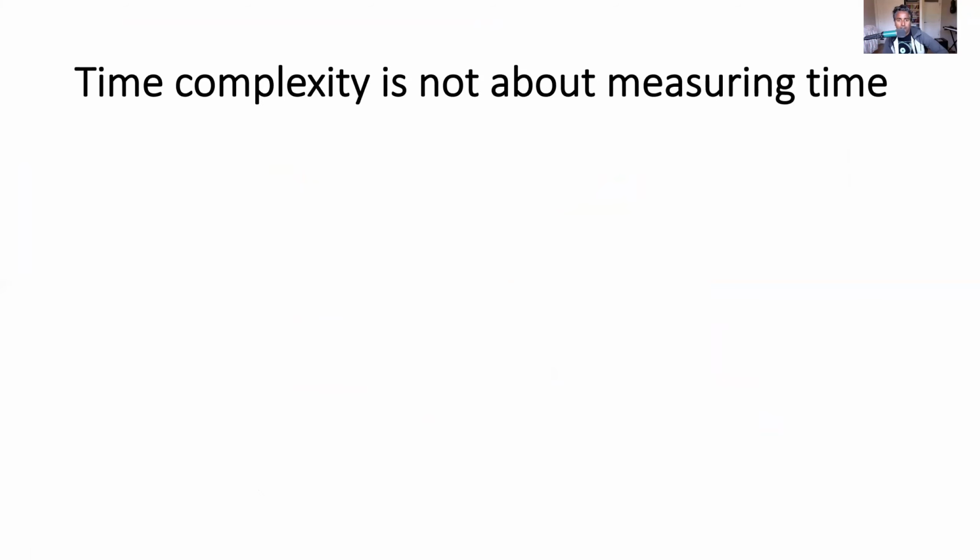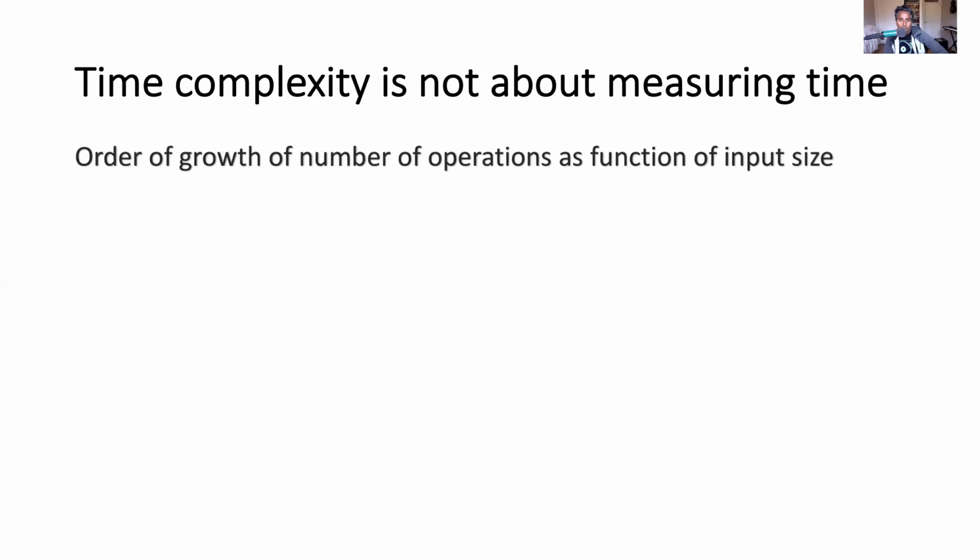And finally, the most important thing: time complexity is not about measuring time. This is one important thing to understand. The name is called time complexity, but actually, you're not literally benchmarking or measuring time for anything. This is what time complexity is: order of growth of number of operations as a function of input size.